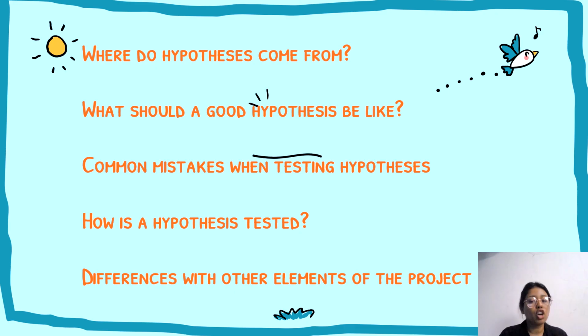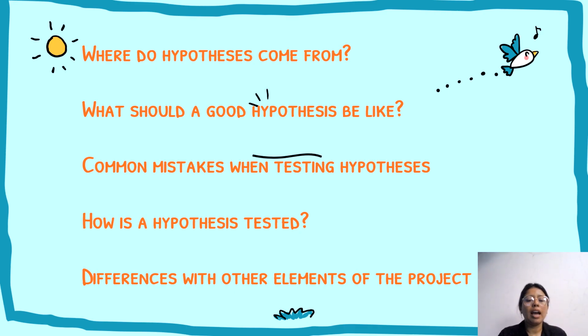Number 3. Common mistakes when testing hypotheses. Type 1 error: you reject a null hypothesis that was true. Type 2 error: you accept a null hypothesis that was false. There are also one- or two-tailed tests, depending on whether you expect a result in a specific direction or not.